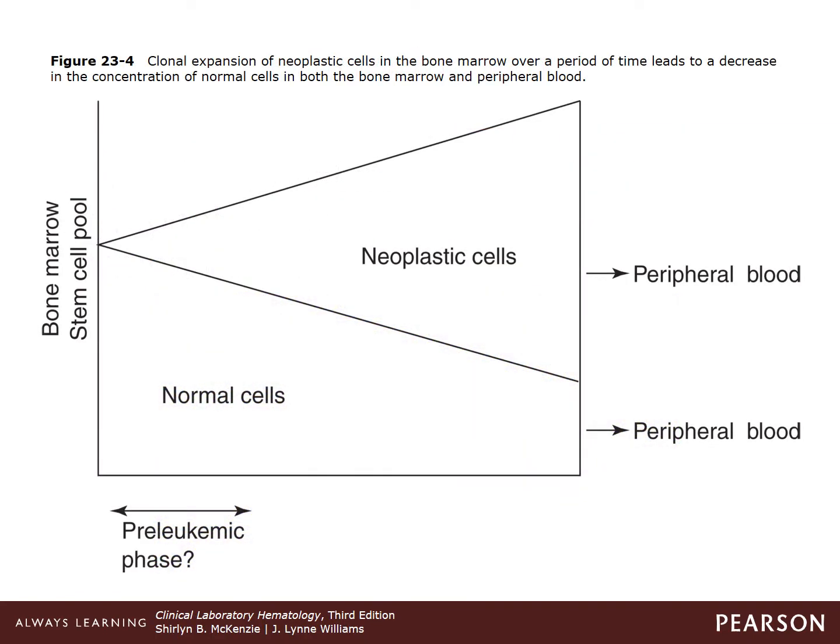As we saw in the spectrum, we see a clonal expansion of these neoplastic cells. Remember, the expansion of a neoplasm has to start with one mutated cell, and then over time, the normal cell population decreases and the neoplastic cell population increases. And this usually happens in the bone marrow first, where you get an increase of those neoplastic cells that start to spill out into the peripheral blood.